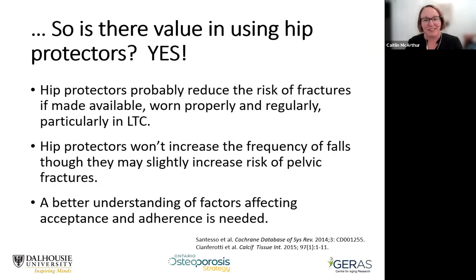So in summary, there is definitely value in using hip protectors. They probably reduce the risk of fractures if made available and worn properly and regularly, particularly in long-term care or more residential settings. They won't increase the frequency of falls, though they may slightly increase the risk of a pelvic fracture. And we need to understand why people will accept them and wear them.